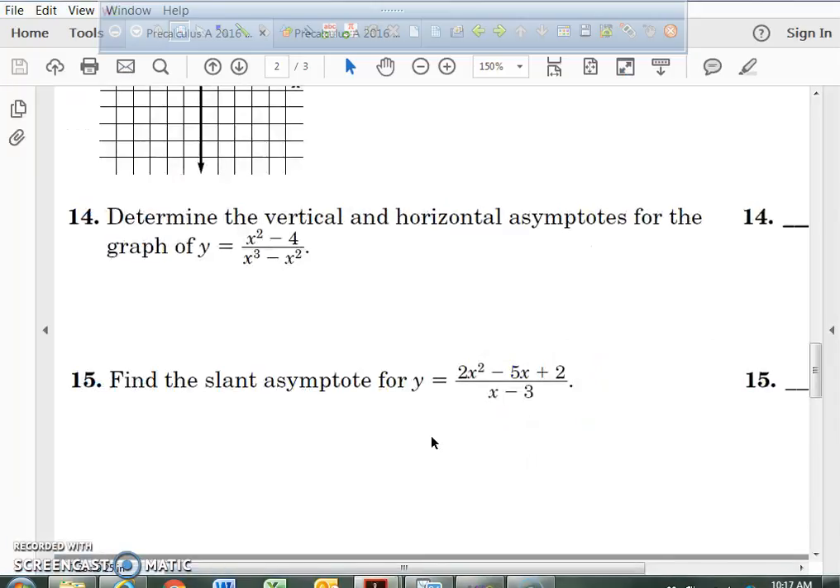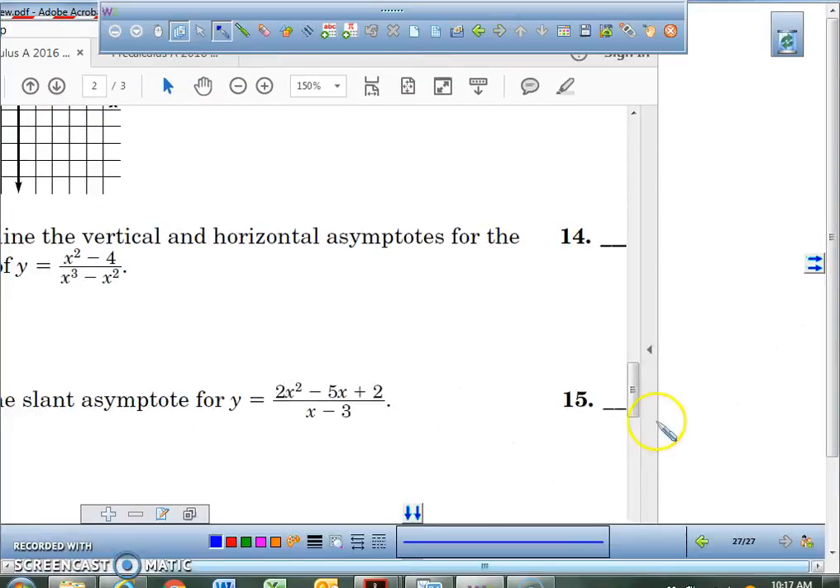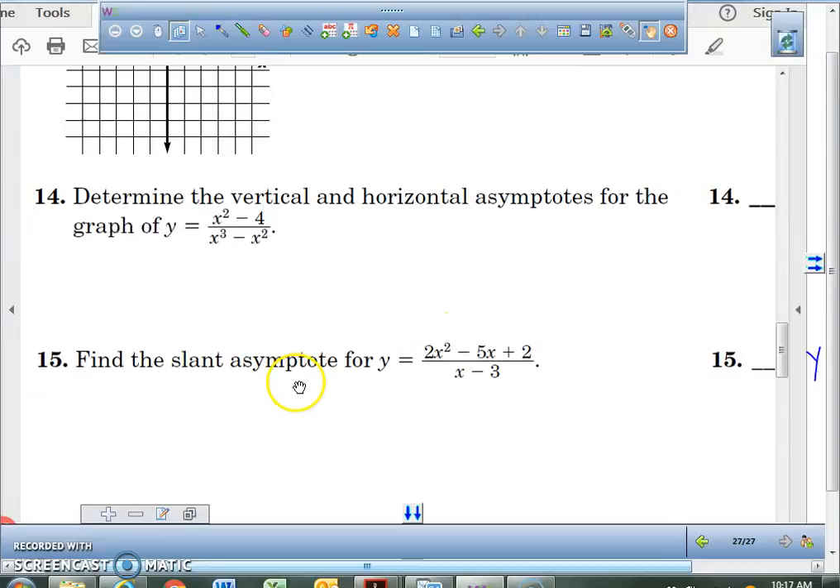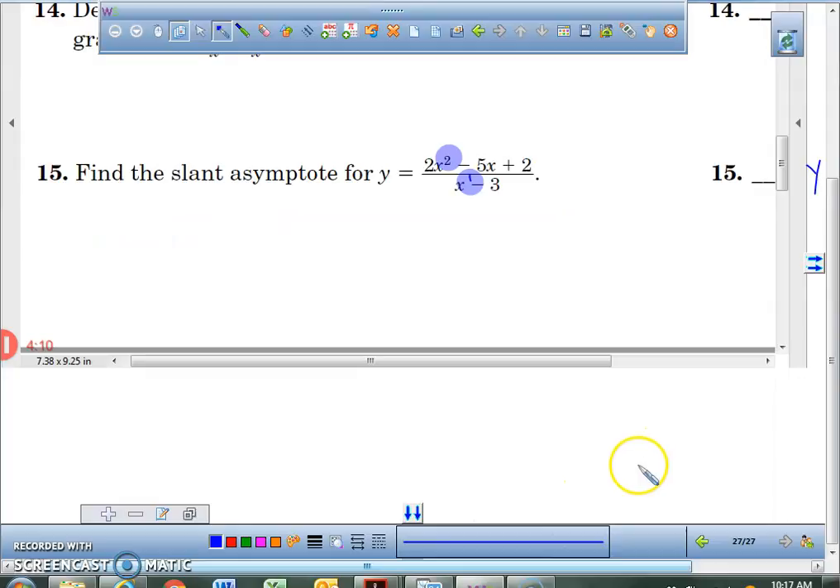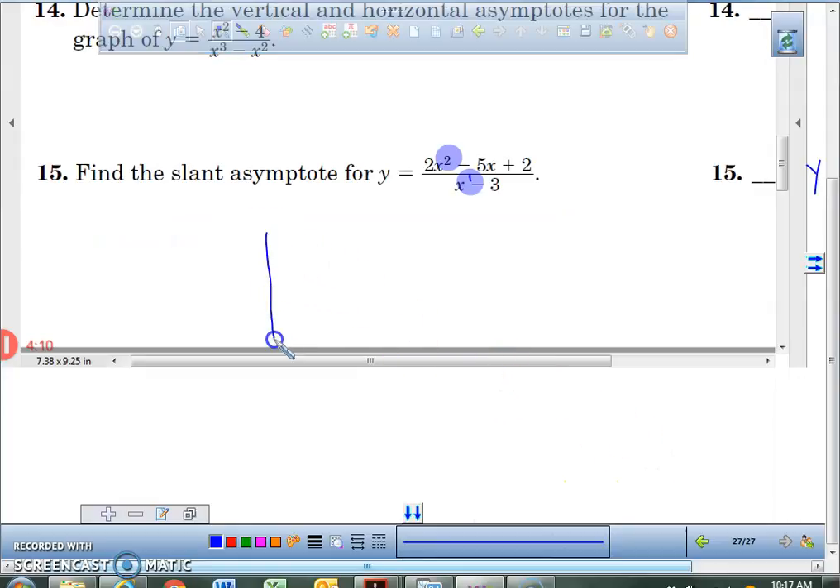Find the slant asymptote for number 15. The answer to number 15 is going to be in the form of y equals mx plus b. And we know we're going to have the slant asymptote because, first of all, it says find the slant asymptote. And second of all, because the degree is 1 higher than the denominator, which is technically x to the first. Now we need to review how to do synthetic division. So here's how you do synthetic division one more time.